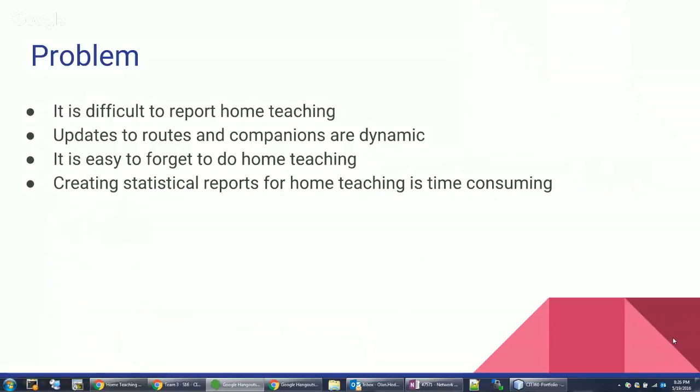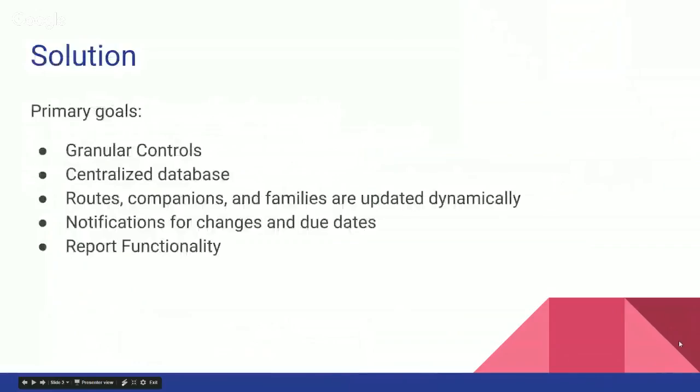So for our solutions, we're going to be granting access to those who have abilities in their calling, like say for the Elders Quorum presidency, to view reports, make changes to companionships, families, households. This is all done from a centralized database. And so those routes, companions, and families are always changed and updated.